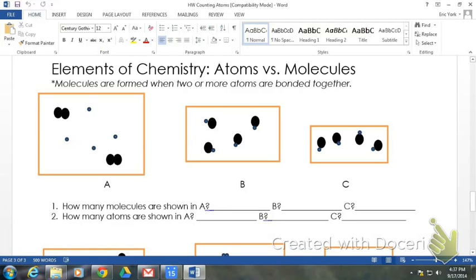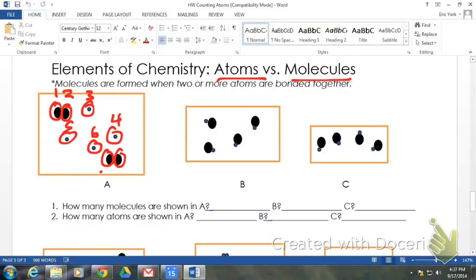Now on this next page, we're going to investigate the difference between atoms and molecules. If we look at picture A, individual atoms are right here. So these are all my atoms, single atoms. Now these are also atoms. So if we counted up all the atoms here, we'd have 1, 2, 3, 4, 5, 6, 7, 8 atoms. So my atoms here equal 8.